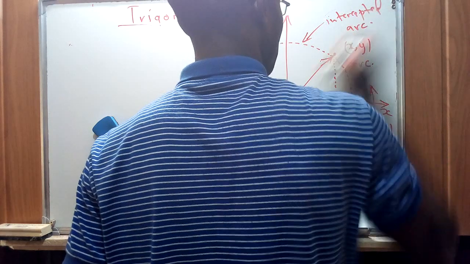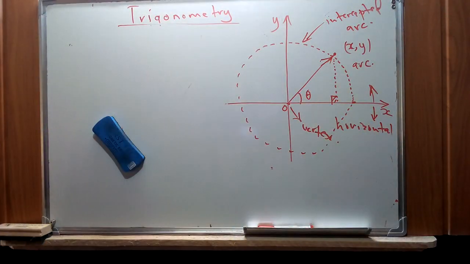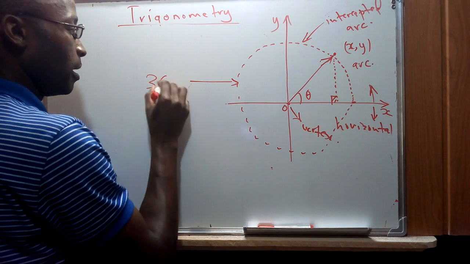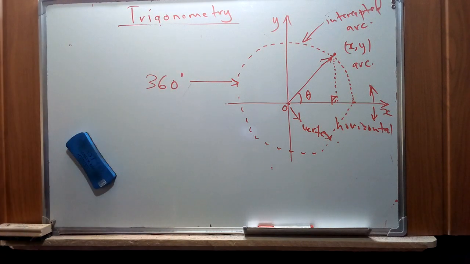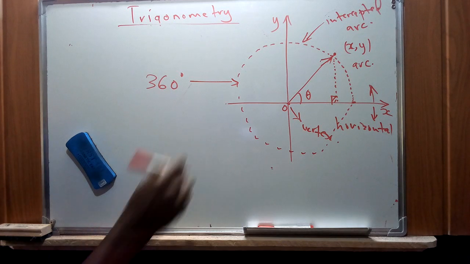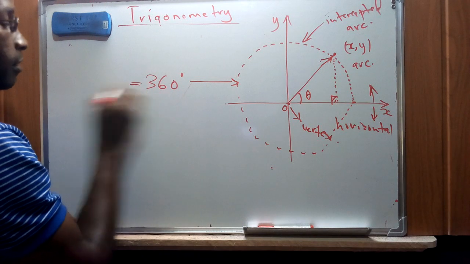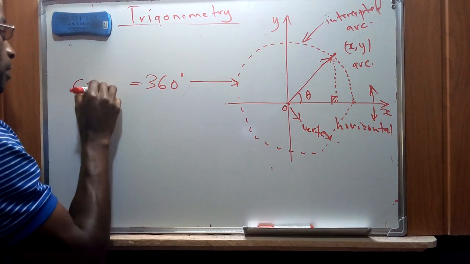Intercepted arc. So the whole range of that one is an intercepted arc. We're going to see that this intercepted arc runs a full extent of 360 degrees, and this 360 degrees from the basic concept of a circle is going to give us what we call a circumference.